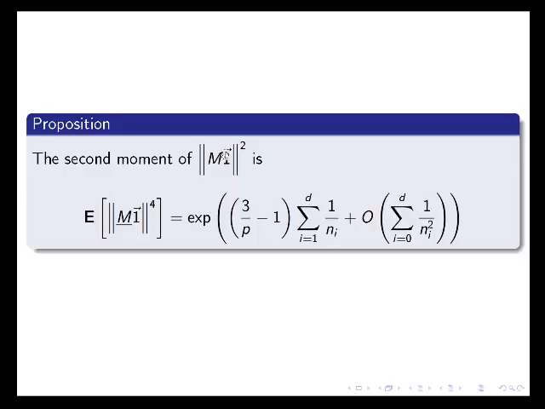Now let's do the second moment. So let's do the expected value of M1 to the power 4. And this is where the 3 over p minus 1 comes out. This is the first situation where something interesting with 3 over p minus 1 is coming into play.